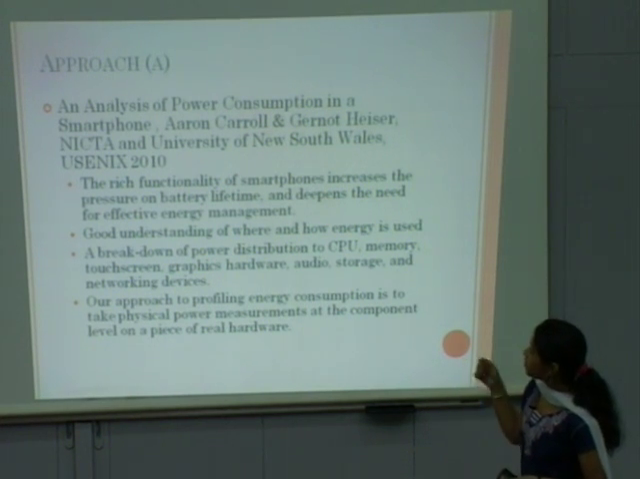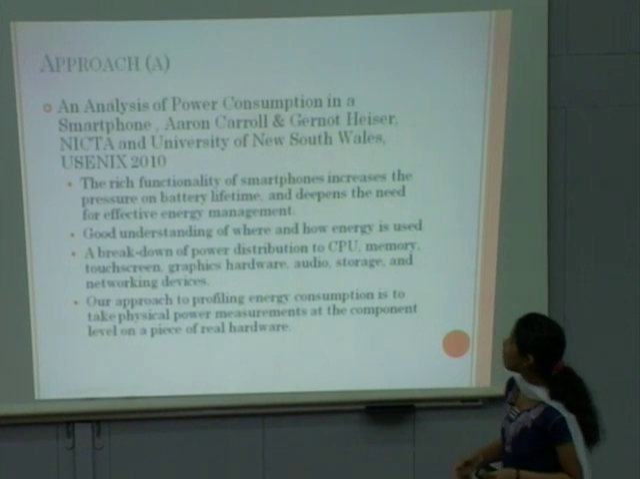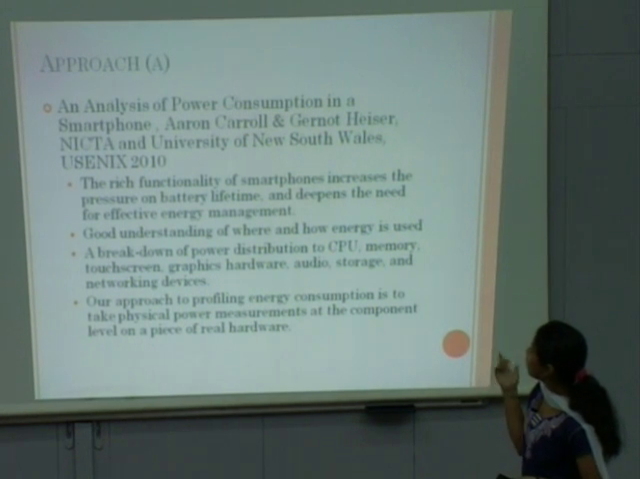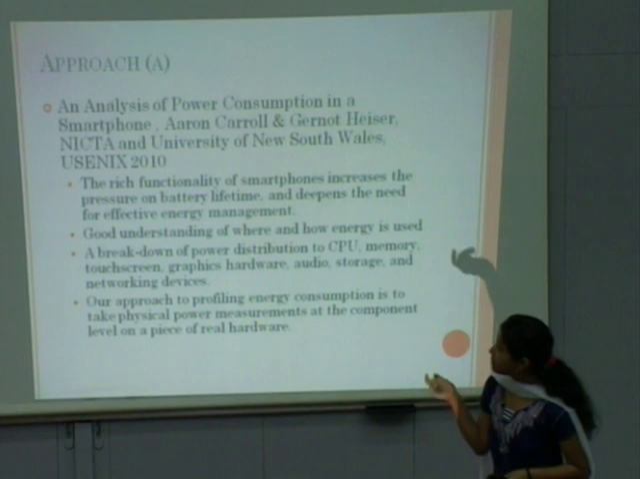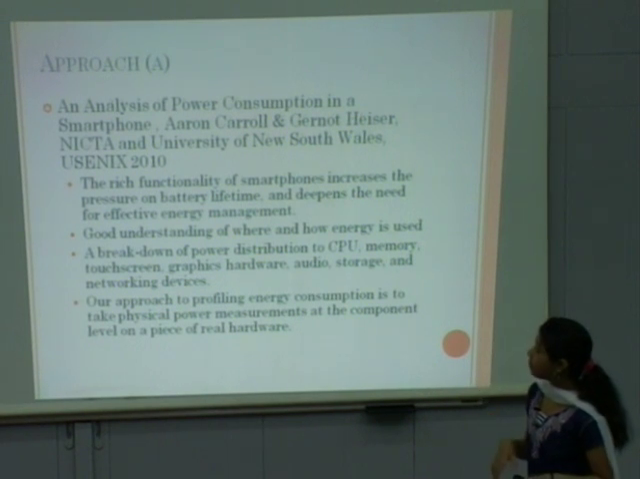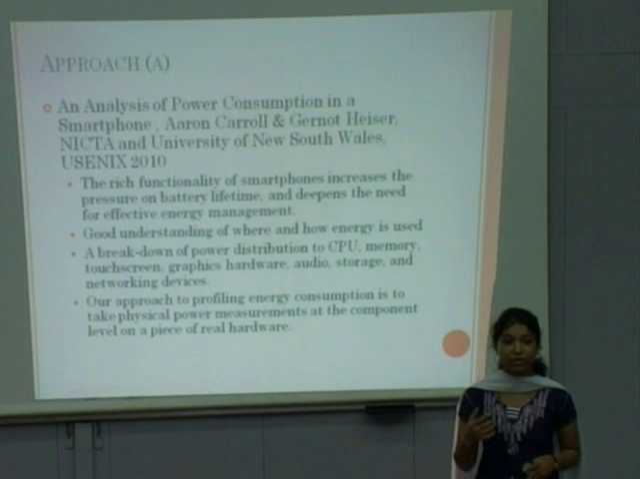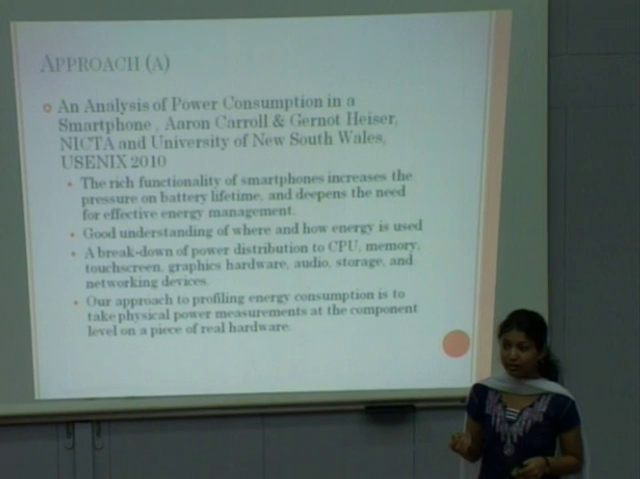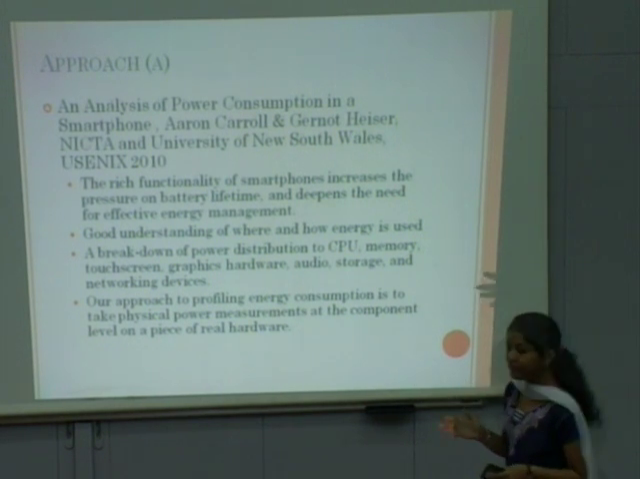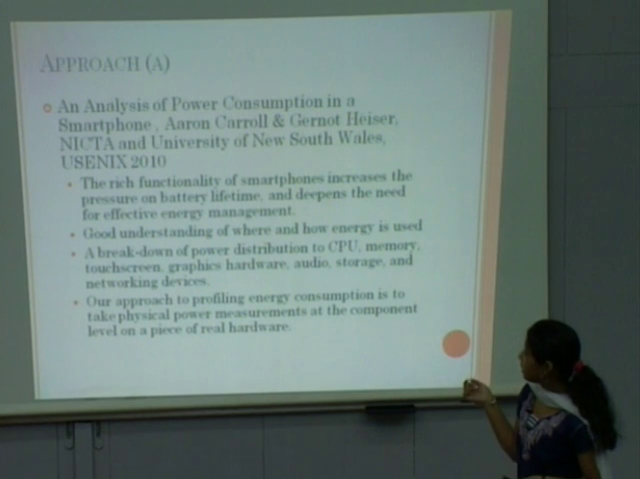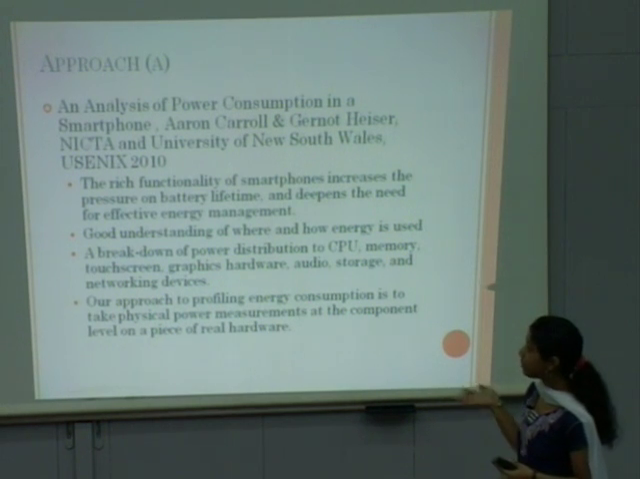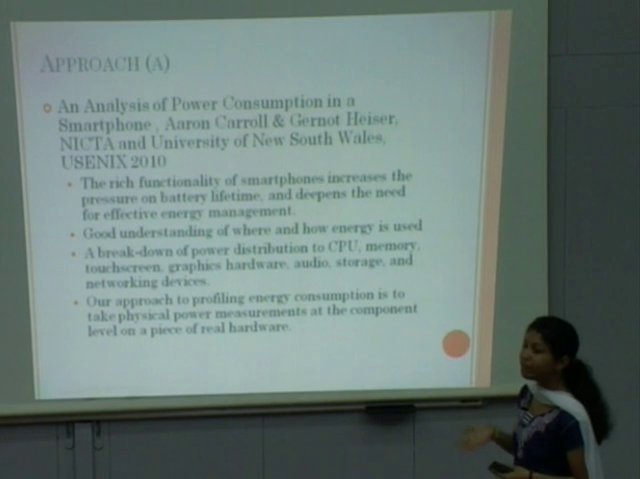The first approach is presented in the paper, An Analysis of Power Consumption in a Smartphone. This paper was presented by the University of New South Wales in 2010. They also try to measure where the energy is dissipated and how much is spent. The technique they use is a hardware technique. The components mostly in the smartphone are the CPU, memory, touch screen, graphics hardware, audio storage and the networking devices.